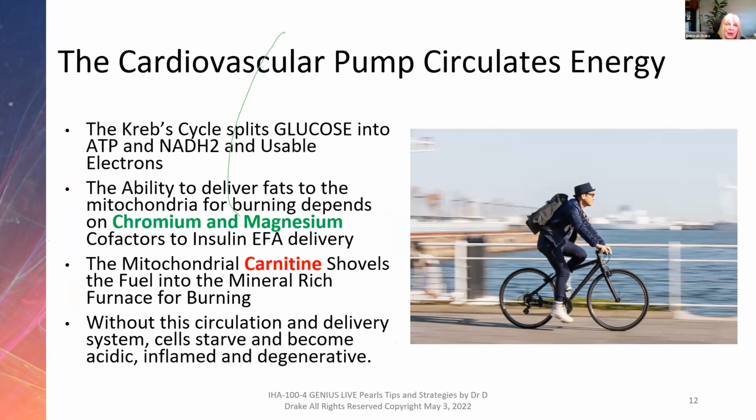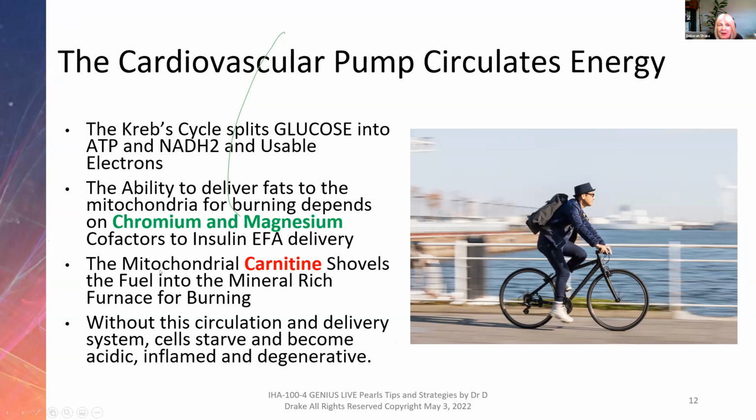So the point I'm trying to put out here is that we need some cardiovascular circulation in terms of a pumping pressure, which is the Krebs cycle, energizing your glucose, splitting it into ATP, NADH, and usable electrons. Those electrons fly along and recharge the enzymes in the body. The enzymes start processing and delivering fuels and fats to the mitochondria. Now, this is a very important thing I want you to memorize. Mitochondria fuel depends on fuel loading with chromium and magnesium as a cofactor that helps the insulin deliver the fatty acids into the mitochondrial furnace for burning.